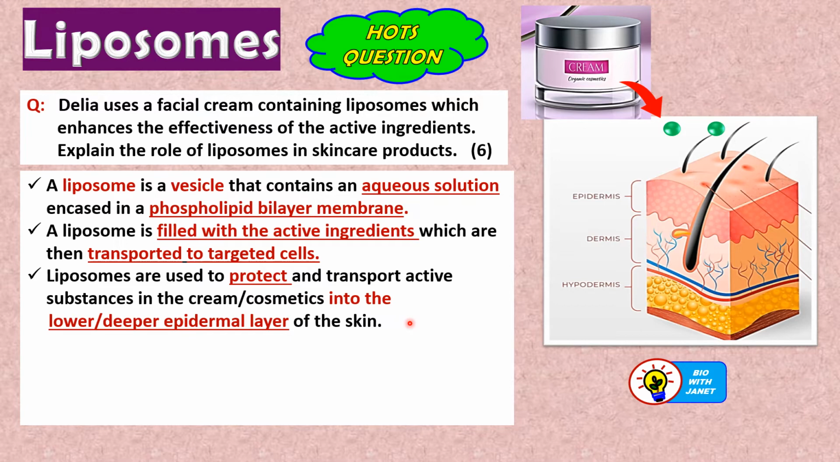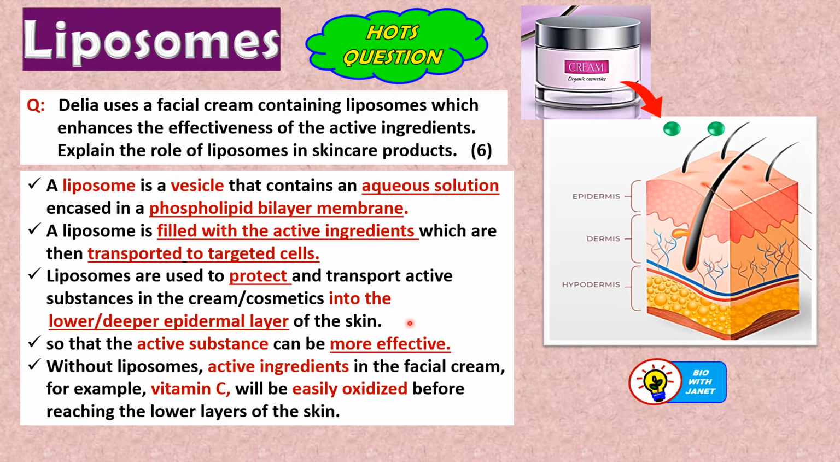So the liposomes are used to protect the active ingredients and transport them into the lower and deeper parts of the epidermis so that they can carry out their function, so that the active substance can be more effective. Without liposomes, the active ingredients in the facial cream, for example vitamin C, which can improve the condition of the skin, will be easily oxidized before reaching the lower layers of the skin, right? Once we apply the cream that contains vitamin C on the surface of the skin, the vitamin C is exposed to the air if it's not inside the liposome. So it can be easily oxidized by the oxygen in the air, right?